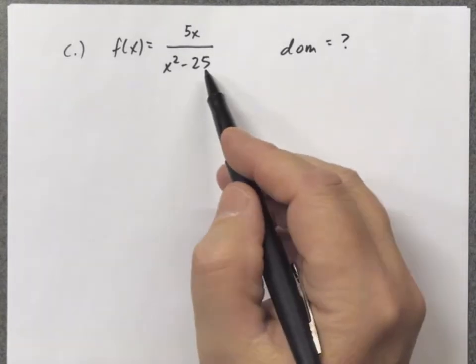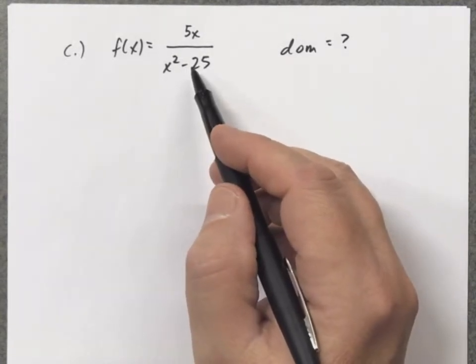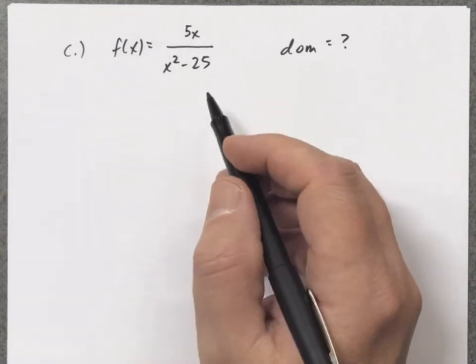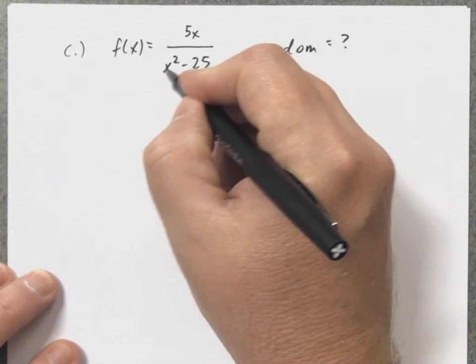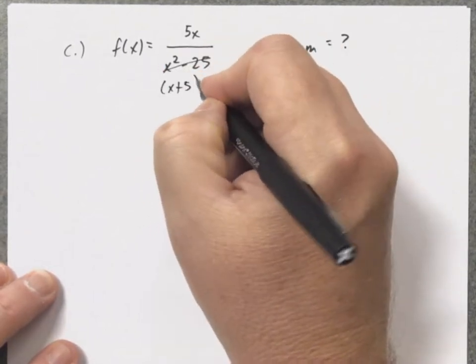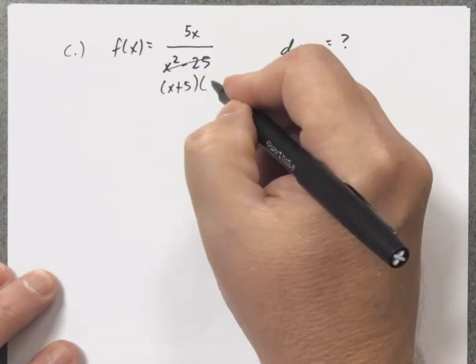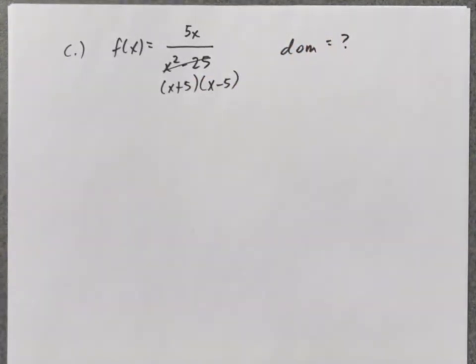Now in this case, actually what I need to do is factor here so I can very clearly see what values of x are going to cause me a problem. This is a difference of squares. Let me, just to save time, write it below. x squared minus 25 factors down into x plus 5 times x minus 5.